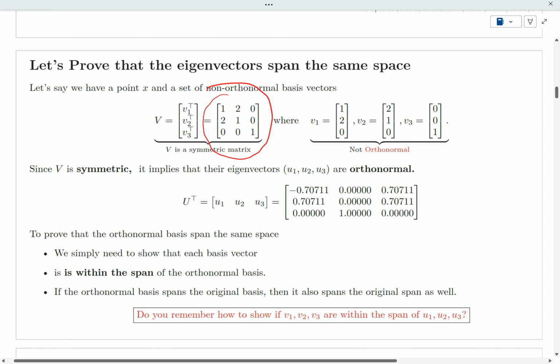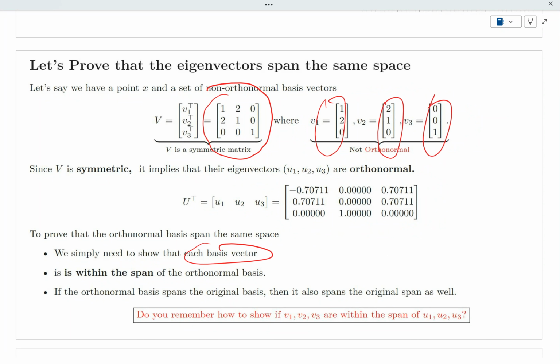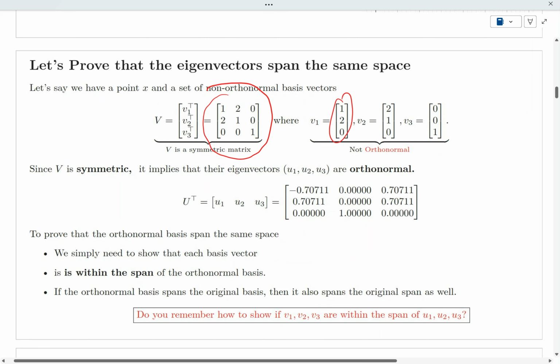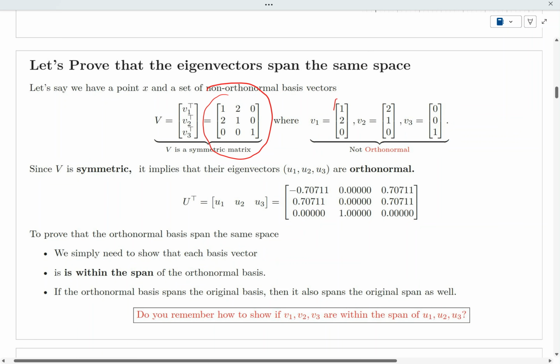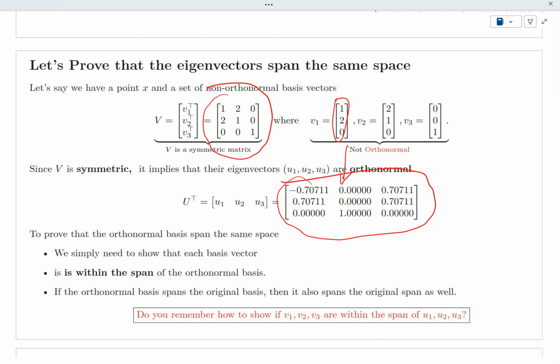And all we have to do is simply show that each basis vector, each one of these, is within the span. So if we just show that this vector is within the span, this vector is within the span, this vector. So if a vector is within the span, it implies that the span of this vector is also within the span. So this implies that as long as each one of these is within the span of these bases, then the problem is solved.